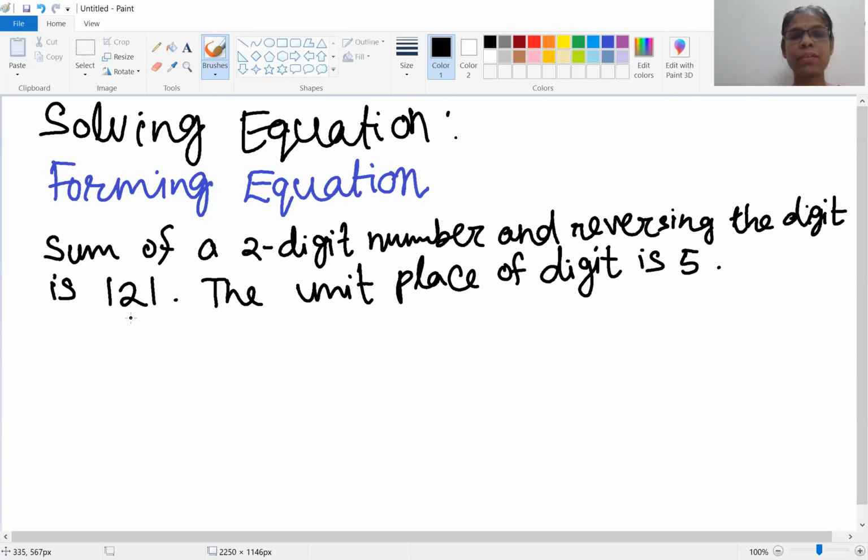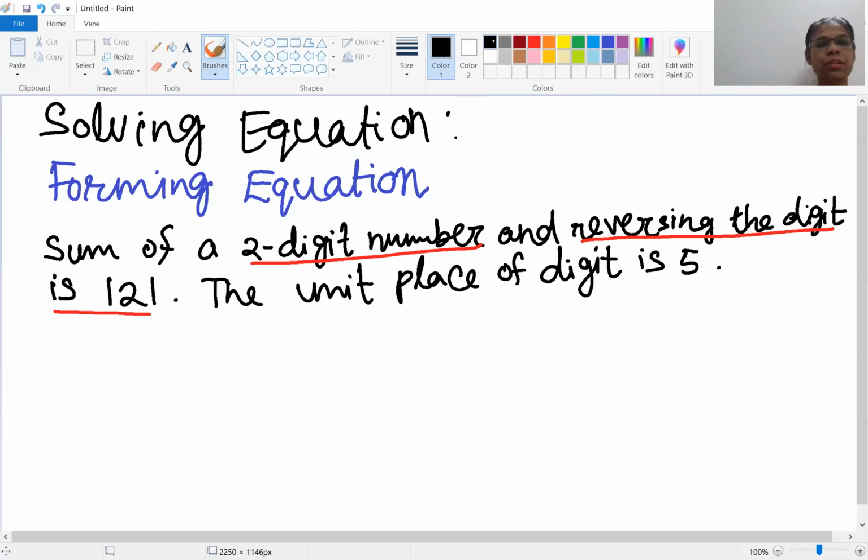One more condition they have given: the unit place digit is 5. I have to find out the digit in the 10th place only. I have to find out the digit, basically, then we'll get the complete number. What is the condition they have given here? They have given a two-digit number and the reversing of the number.